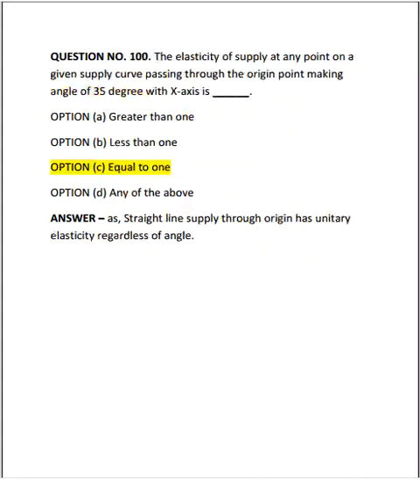Question no. 100. The elasticity of supply at any point on a given supply curve passing through the origin, making an angle of 35 degrees with the x-axis, is. Option A. Greater than 1. Option B. Less than 1. Option C. Equal to 1. Option D. Any of the above. Answer: C. A straight line supply curve through the origin has unitary elasticity regardless of angle.